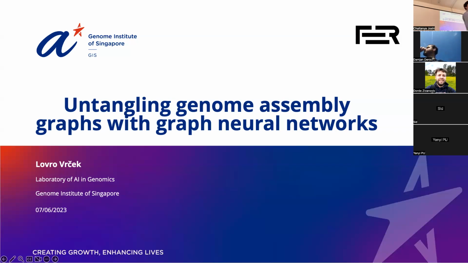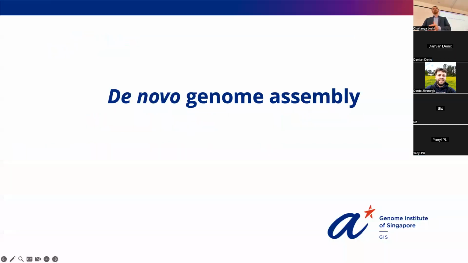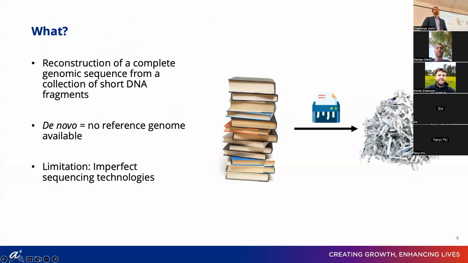Thank you very much. So, hi everyone, my name is Novo, and as Chaitanya said, I'll be talking about untangling genome assembly graphs with graph neural networks. So, I'll jump straight into it, and the core of this problem is de novo genome assembly. So, what is that?